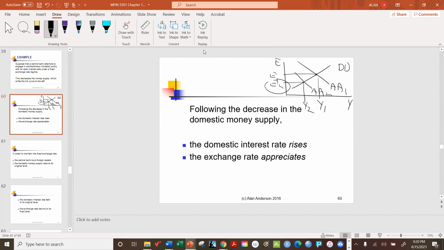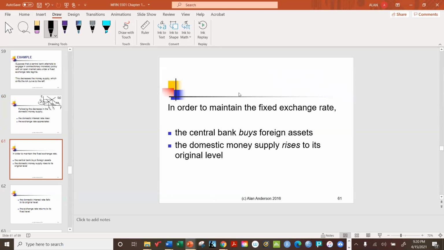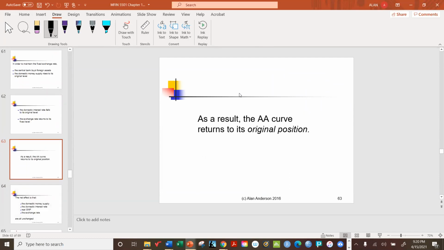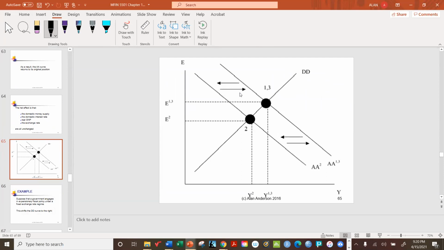But again, there's the problem. We're supposed to be keeping our exchange rate at E1. So this time, we have to buy foreign assets. We have to restore our domestic money supply to its original level to get E back to the correct level. So in other words, once again, the AA curve just simply winds up back where it started from, and nothing has changed. So in other words, we can't do anything with monetary policy as long as we have a fixed exchange rate.